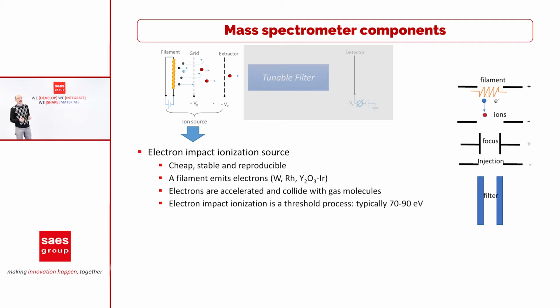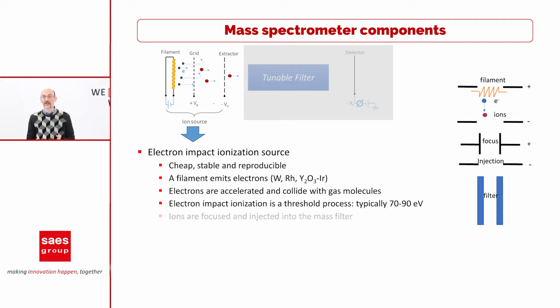Electron impact ionization is a threshold process. Electron energy must exceed the first ionization energy of the molecules. Typically, an electron energy of 70 eV is okay for the species of interest. Then, ions are extracted and focused by proper electrodes and injected into the mass filter.